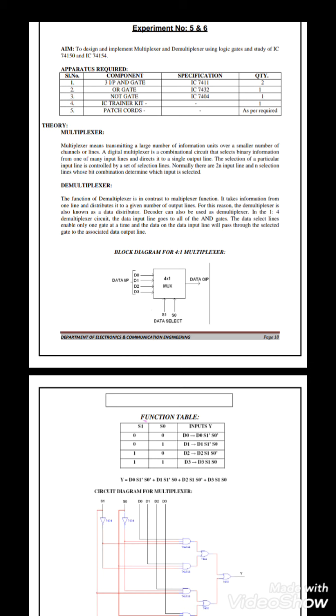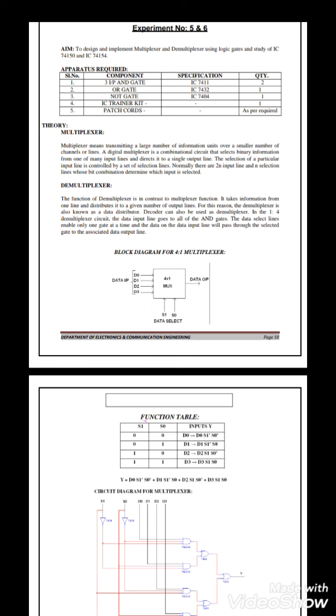Our laboratory code is 18SCS307. Under this laboratory, we have already discussed 4 experiments. So in this session, let's go on to discuss the 5th and 6th experiments.